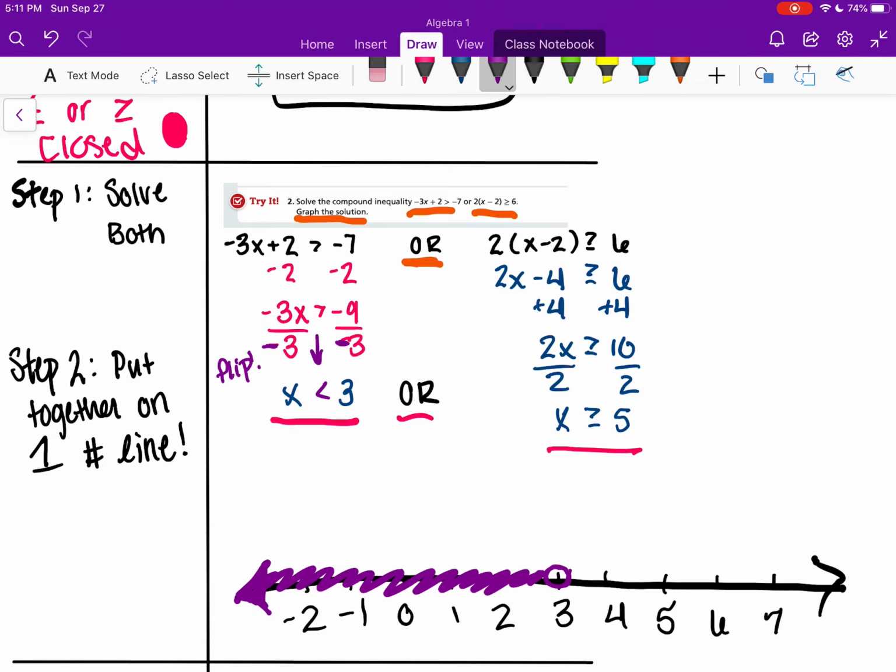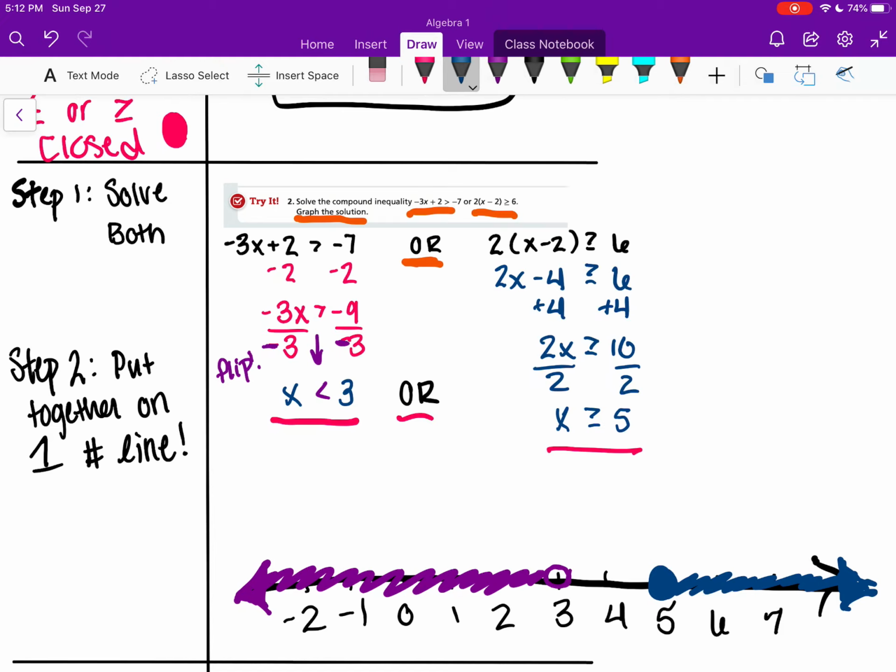X is greater than or equal to 5. If we're greater than or equal to, we do a closed circle. Close that up because we want to include that 5. And I want to shade the numbers that are greater than 5 or equal to it. And that would be over here to the right. And I'd shade that and draw a nice little arrow to say that it keeps going.